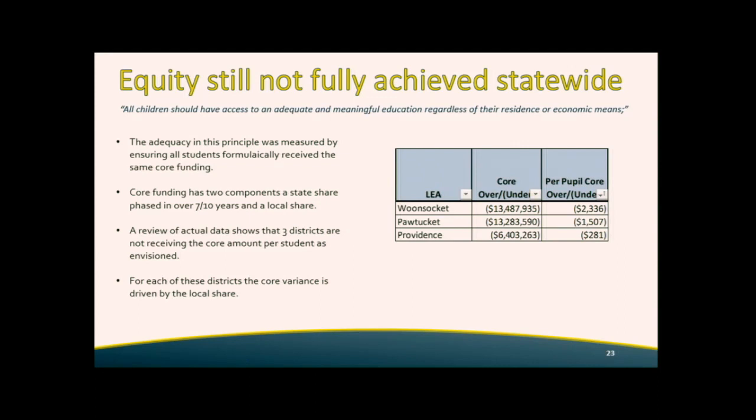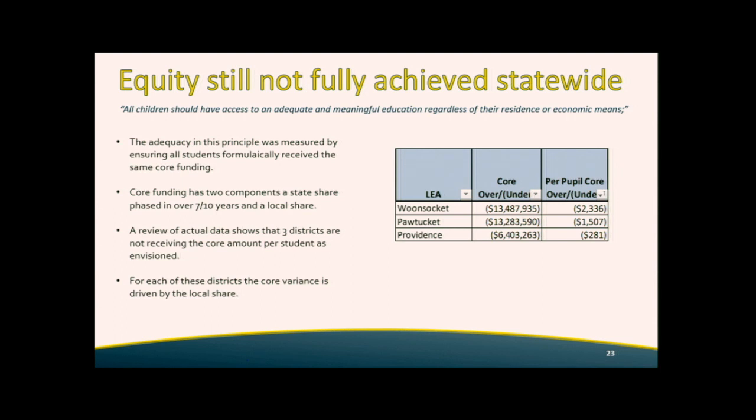And so the first thing that we realized when looking at the formula is the equity level that was intended to be received, that we just saw in the prior chart, is not received today, or at least all this data is as of fiscal year 18. It's the latest that's available. And so for these communities, there are still 3 communities across the state where the full core funding amount is not reaching those communities. And so if you see, it's Woonsocket, Pawtucket, and Providence.